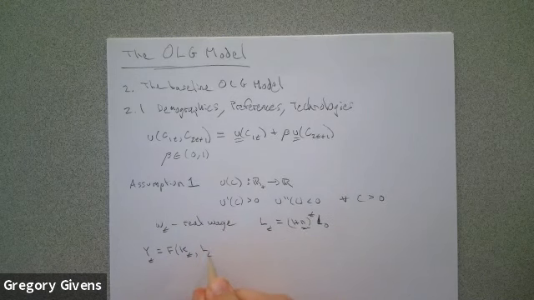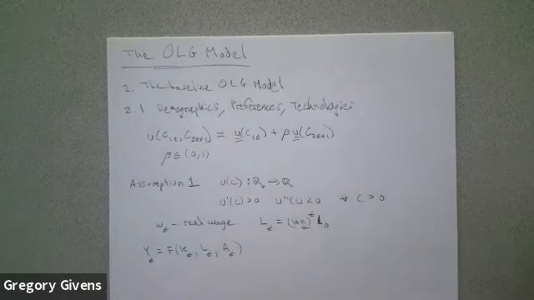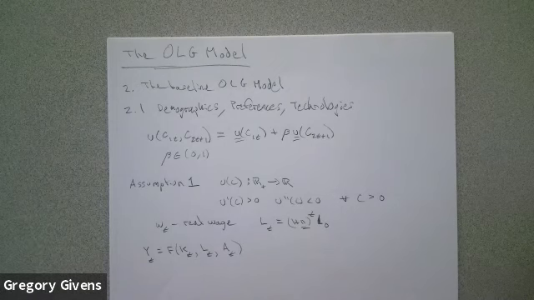It's a function of how many workers there are in the economy, L_t, that's the number of young people in the economy, and it's also a function of the state of technology. This production function F is neoclassical, so it satisfies all the assumptions we talked about earlier. It has positive returns to labor and capital, the second derivatives are negative, and it satisfies the Inada conditions. So it's a neoclassical production function.